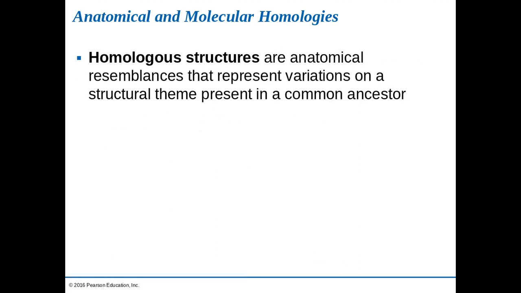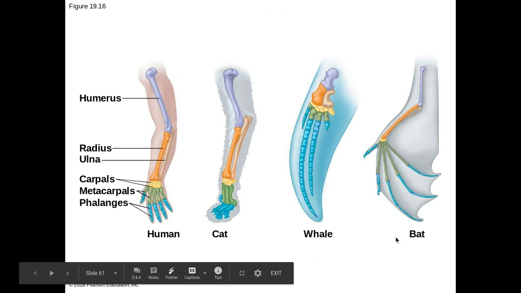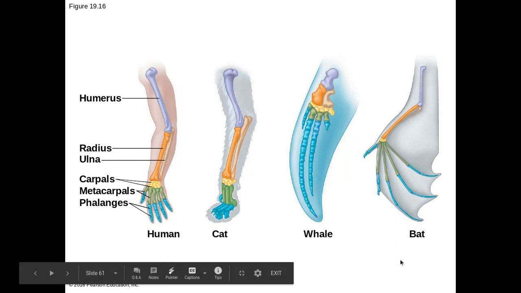So homologous structures in organisms are anatomical structures that are very similar that represent a theme present in a common ancestor. The most common example used for homology is the arm and hand bones. You can see in a human, a cat, a whale, and a bat, they all have similar bone structure, but they use these appendages for different things.